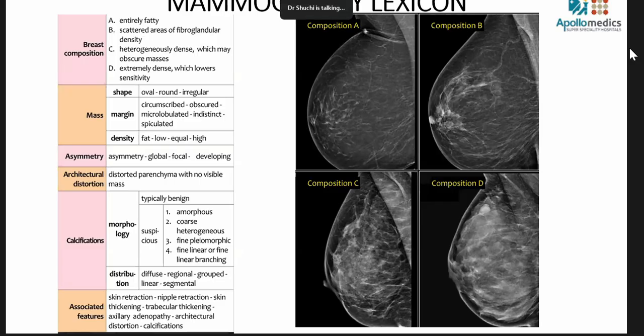So the suspicious are fine pleomorphic, fine linear, branching. Then comes the distribution: grouped, in one segment or one area, grouped within a 1 centimeter range, or 2 centimeters according to the recent criteria. Then linear, that is a ductal distribution, and segmental, in which it is again following the ductal distribution. Associated features: skin retraction, that is nipple retraction, skin thickening, trabecular thickening, axillary lymphadenopathy, architectural distortion, and calcifications.